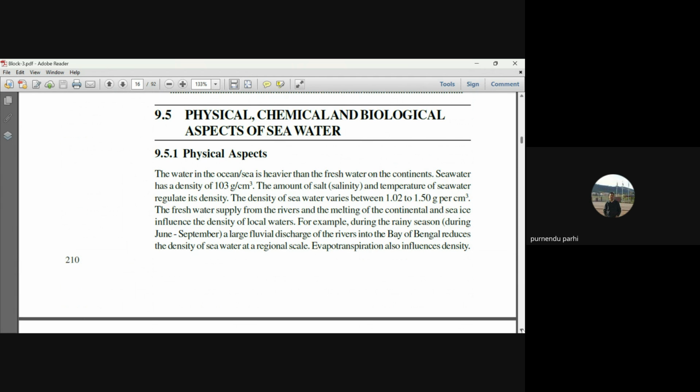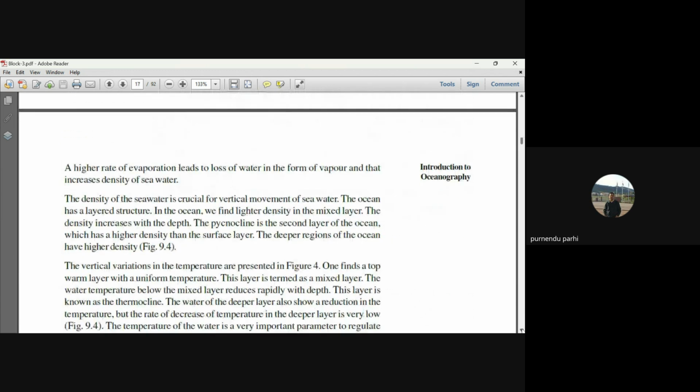The freshwater supply from the river and the melting of the continental and sea ice influence the density of the local water. For example, during the rainy season, a large fluvial discharge of the river into the Bay of Bengal reduces the density of seawater at a regional scale. Evapotranspiration also influences the density. A higher rate of evaporation leads to a loss of water in the form of vapor, and that increases the density of seawater. The density of seawater is crucial for vertical movement of seawater.